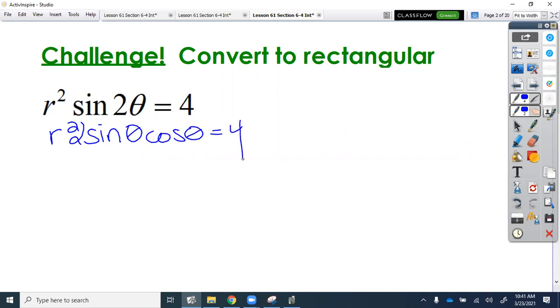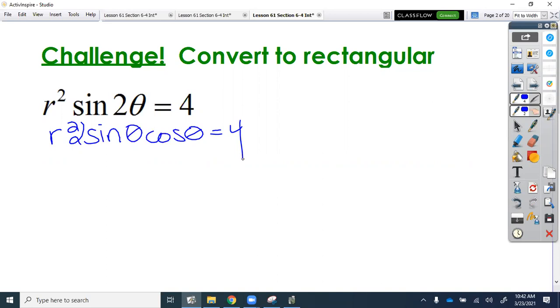Did you guys notice that? All right, nice. So how does that help us? It helps us because now that 2 isn't trapped inside the sine anymore. And then we want to start to think about changing things to x's and y's. So as we change them to x's and y's, we're thinking about those formulas, right?